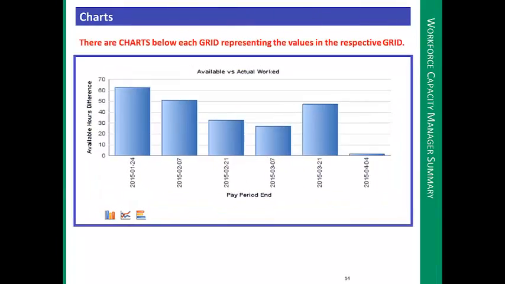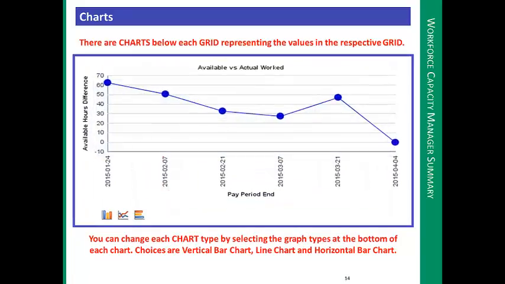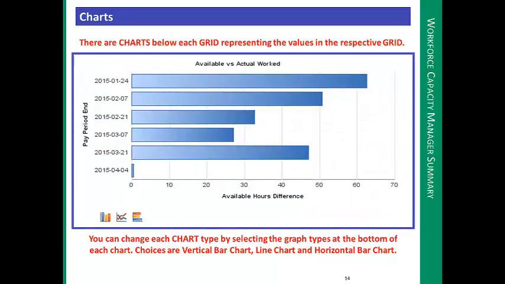Below each grid are charts representing the values in the respective grid. You can also change the chart type by selecting the graph types at the bottom of each chart. Choices are vertical bar chart as shown above, line chart, and horizontal bar chart.